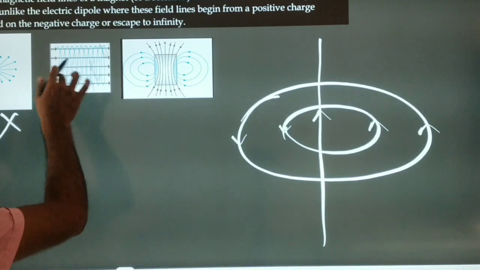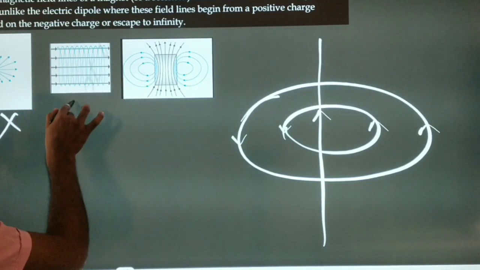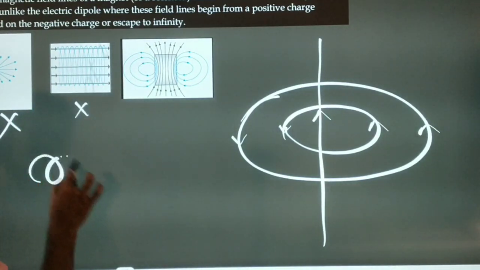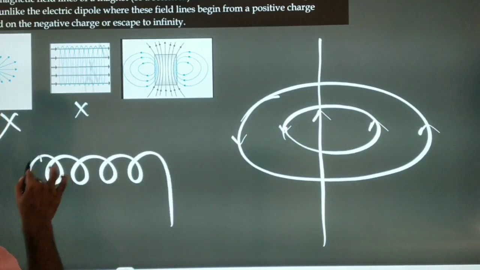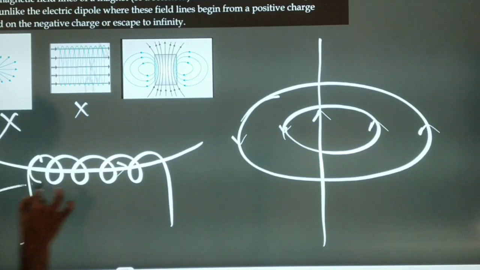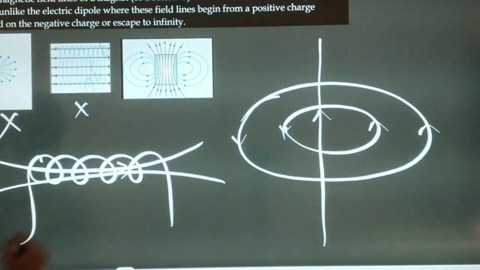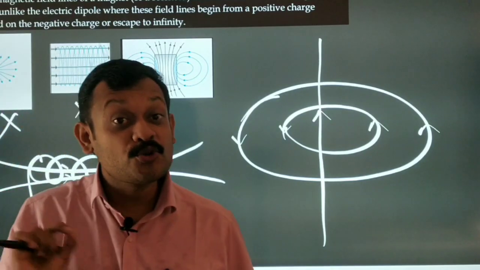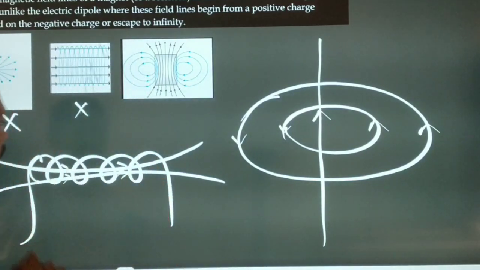Can this be a magnetic field line? This is a solenoid, and this also cannot be a magnetic field line, as I already told in the previous chapter. So the field lines of a solenoid should be something like this. That is, it has to be a part of a closed loop.